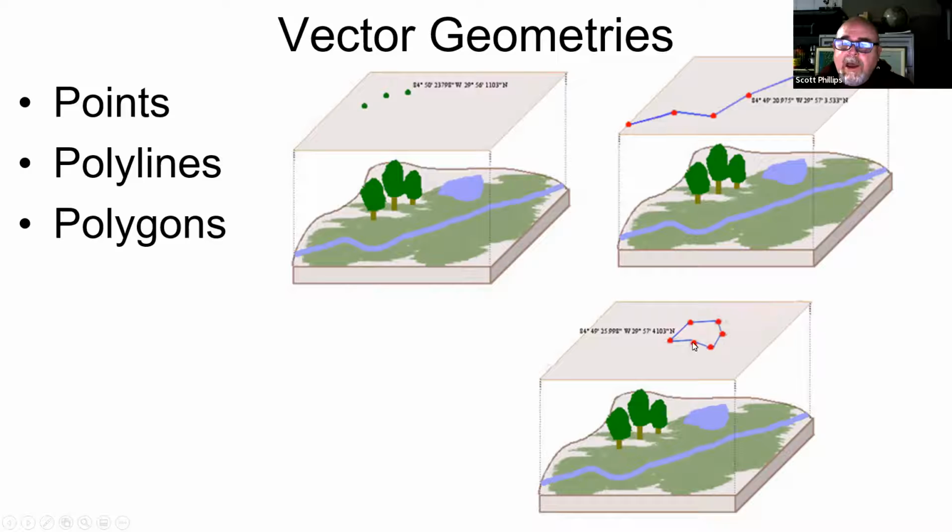We can know how much area, how many square meters does that stream make up, or that lake make up. We can understand how many kilometers is that stream. The computer can calculate that for us because it can do the math for us.